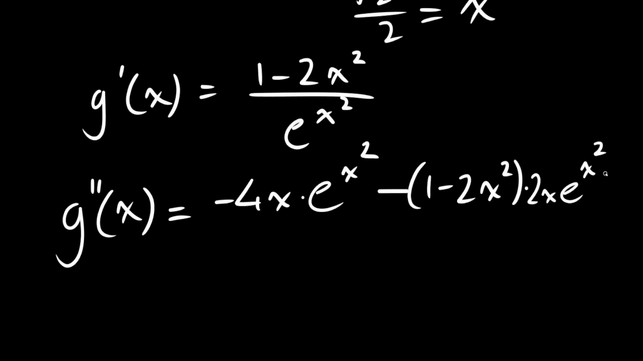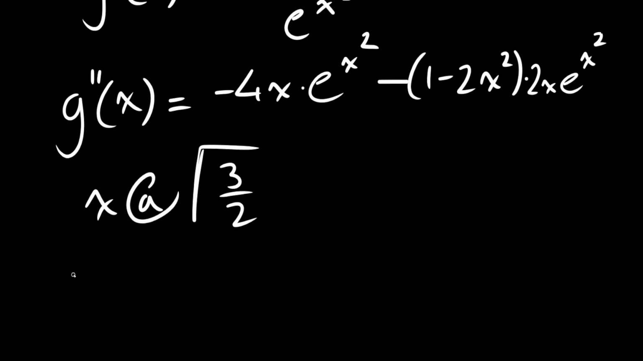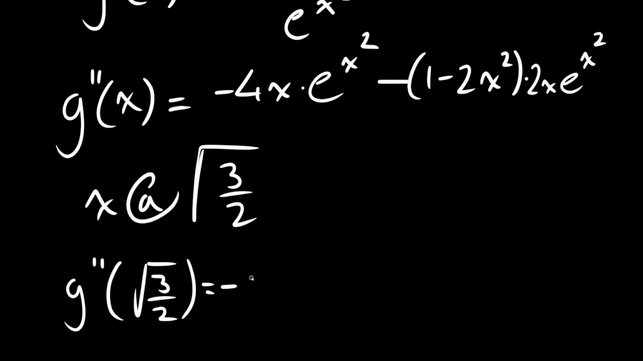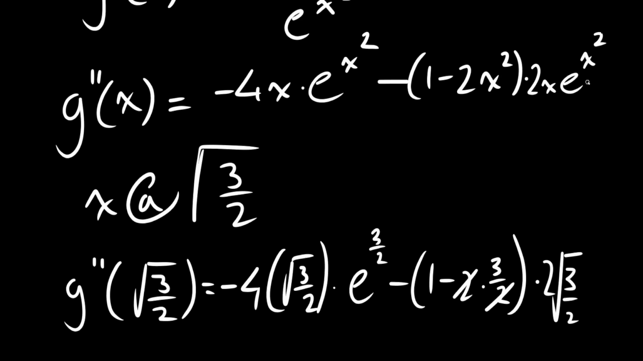And yeah, this is kind of messy, but all we need to do is set this equal to 0. Actually, they're telling us that at x equals root 3 over 2, there is an inflection point here. So what we're going to do is g prime prime of root 3 over 2, when plugged into this: negative 4 times root 3 over 2 times e to the root 3 over 2 squared, which is 3 over 2, minus 1 minus 2 times root 3 over 2 squared, which is just 3 over 2. So these 2's will cancel, times 2 times root 3 over 2, and once again, e to the 3 over 2. And this should equal 0, right?